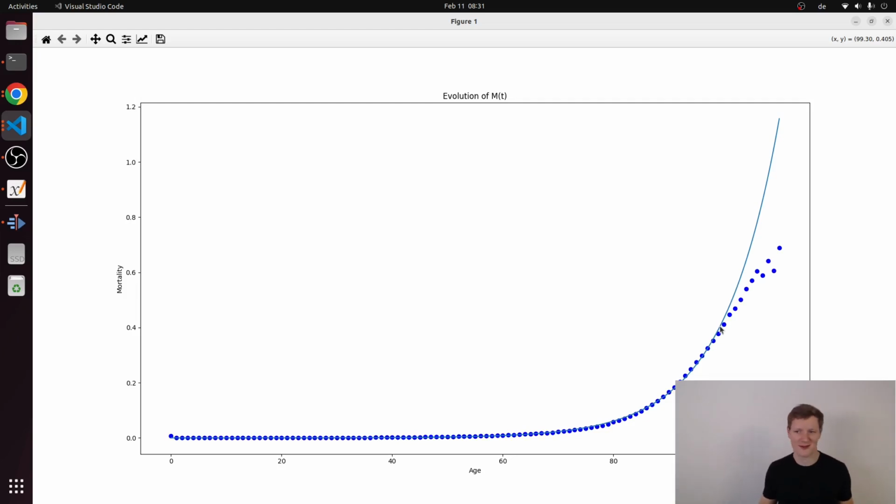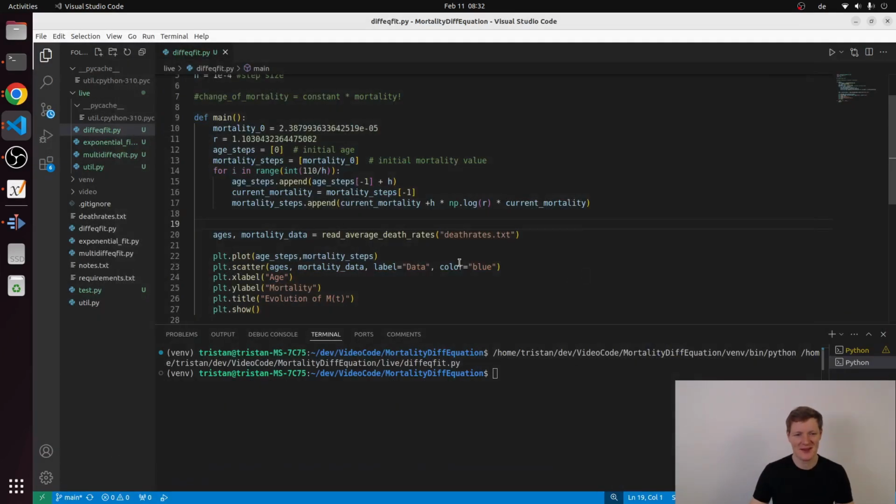For all the good that does you at 110 years, when your chance of dying in a given year is over 60%. Right? So it's maybe not a good strategy to wait until it flattens out naturally.